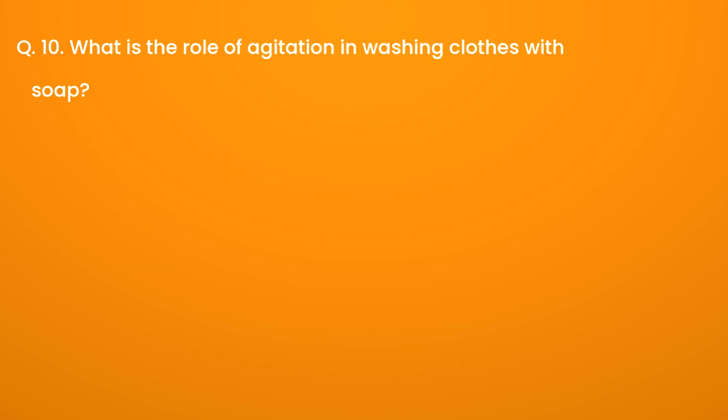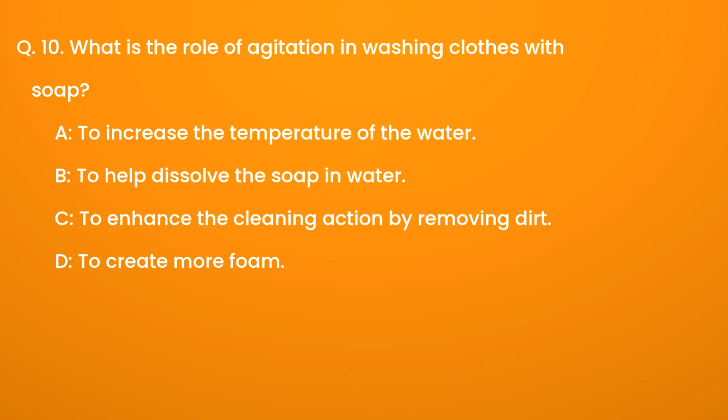Question 10. What is the role of agitation in washing clothes with soap? Option A, to increase the temperature of the water. Option B, to help dissolve the soap in water. Option C, to enhance the cleaning action by removing dirt. Option D, to create more foam. You have 5 seconds to answer the question.